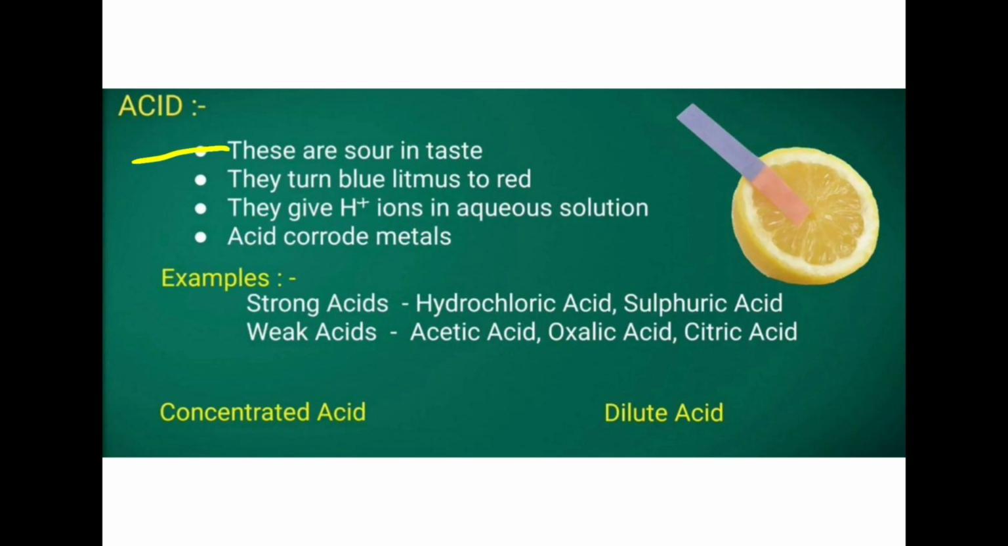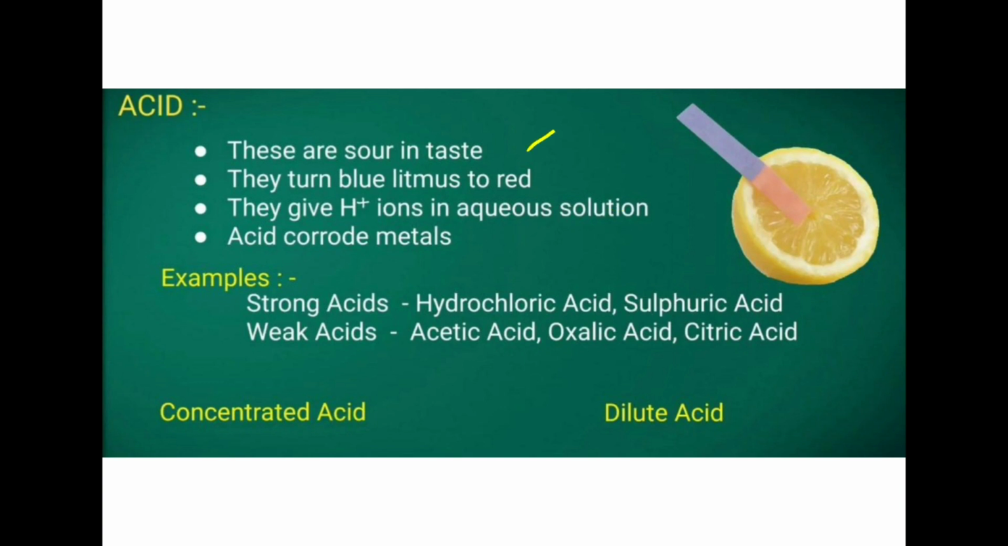So first one, they are sour in taste. The acids are sour in taste. They will turn blue litmus to red. The next one, they give H plus ions when they are mixed in aqueous solution. When mixed in aqueous solution they will produce H plus ions. So these are the properties of acids.